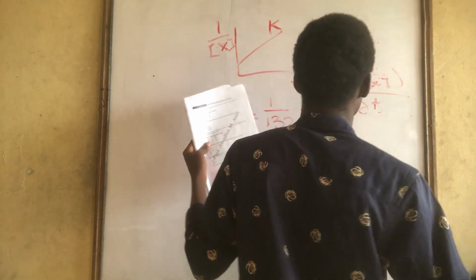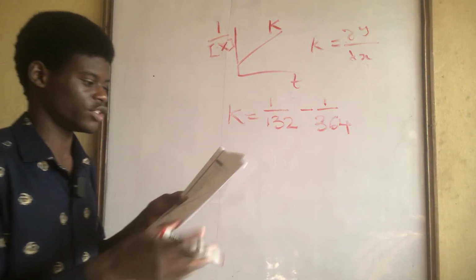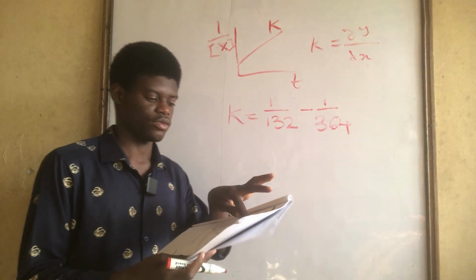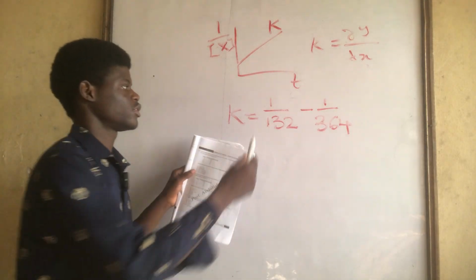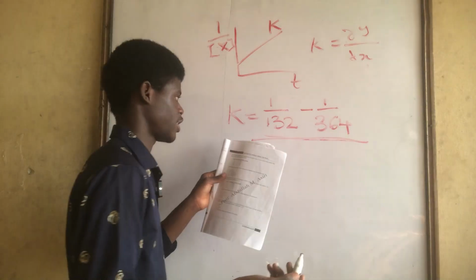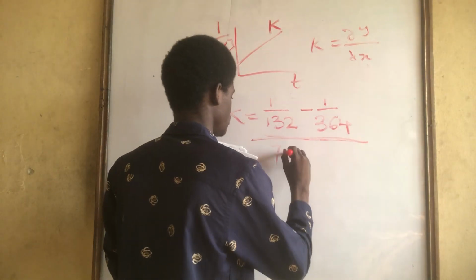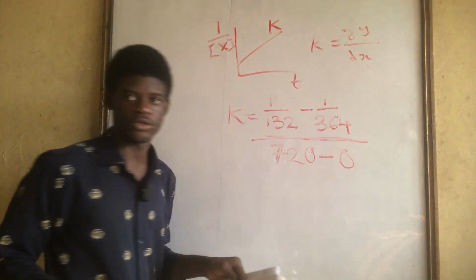1 over 132 minus 1 over 364. That's the change in concentration, the change in pressure. I'm taking the final pressure minus the initial pressure. That's the change in pressure, all over the change in time. Time will be 720 minus 0. Let me do this with my calculator.